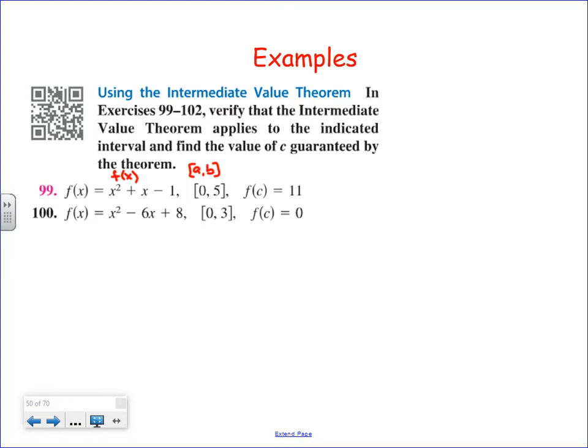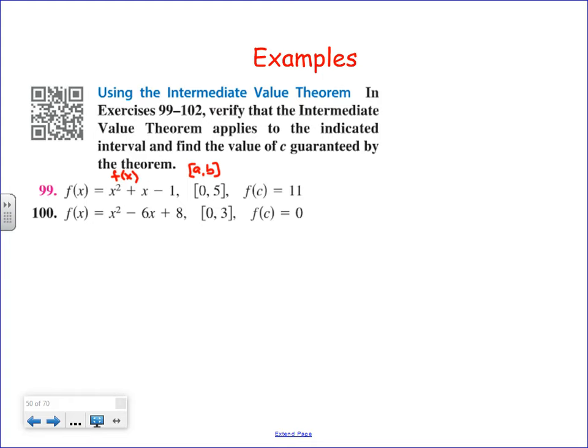Okay, let's look at number 100 though. Oh, we can look at 99. We're going to check our homework anyway. Get out your spirals, open it up. But if you want to stay in your notes and do it because you're like, I didn't quite get there, then you can stay in your notes and keep doing it with me. Verify the intermediate value theorem applies.